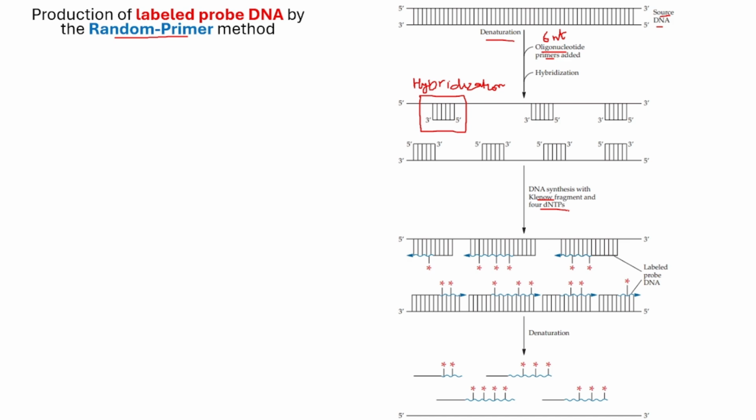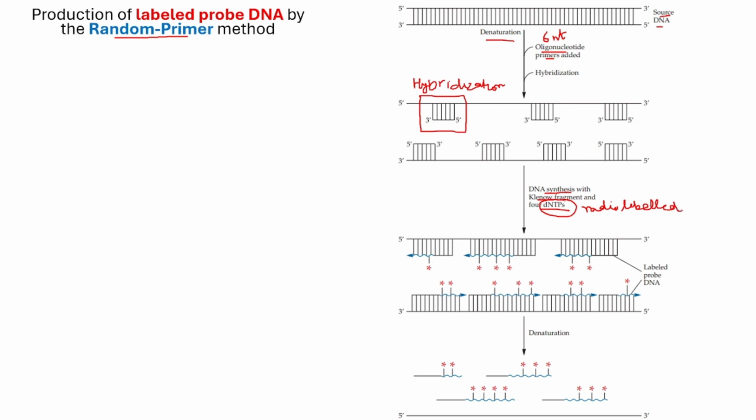deoxyribonucleotide triphosphates. Now why are you adding this Klenow fragment? Because it will help in DNA synthesis, and it will synthesize DNA with the help of the 4 dNTPs, because these are the substrates of DNA synthesis. Now there is something important here. These 4 dNTPs are actually radiolabeled dNTPs. Whatever dNTPs you give here should be radiolabeled.